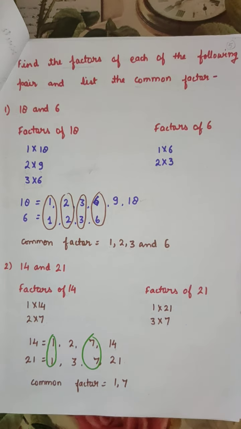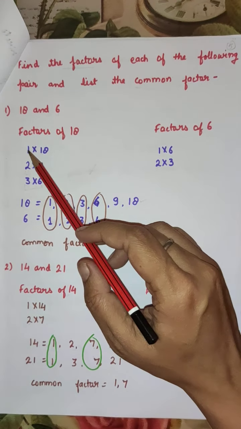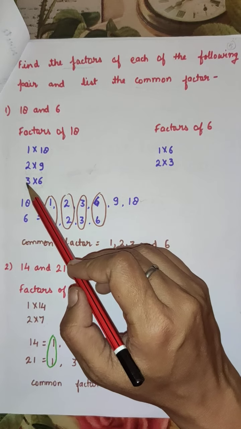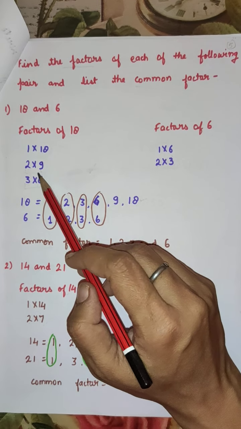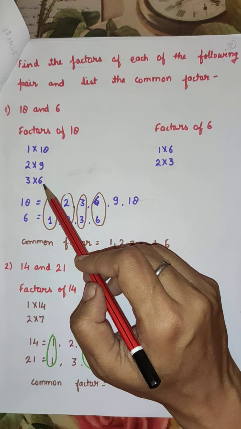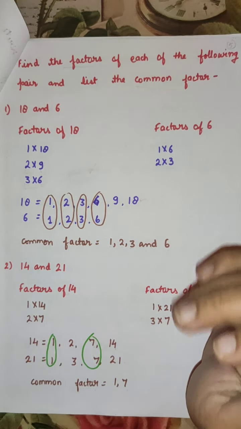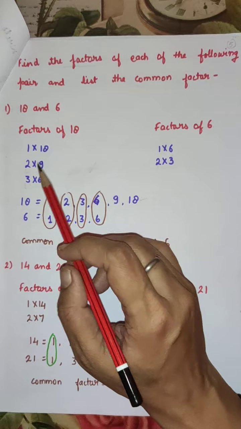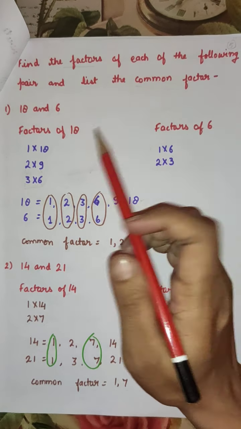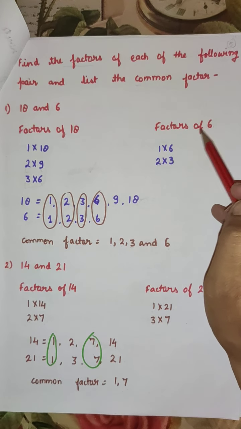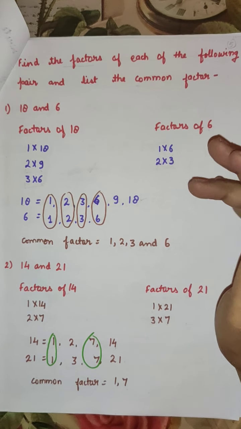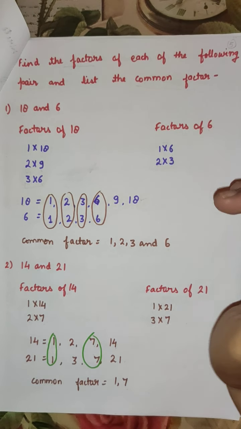18 comes in which table? 1 18 is equal to 18. 2 9s are 18. 3 6s are 18. Then in the table of 4, no 18 is coming. 5, no 18 is coming. 6, 6 3s are 18. And now again it's vice versa, so no need to write it again. Like this, 1 6 is 6 and 2 3s are 6. After that vice versa, so no need to write.